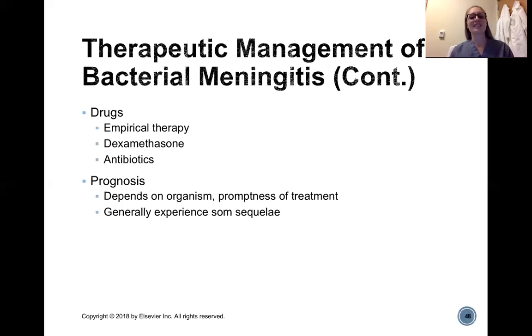The prognosis is there's generally some sequelae after bacterial meningitis, but it just depends on the promptness of the treatment and what the effects are before the treatment takes care of the problem.